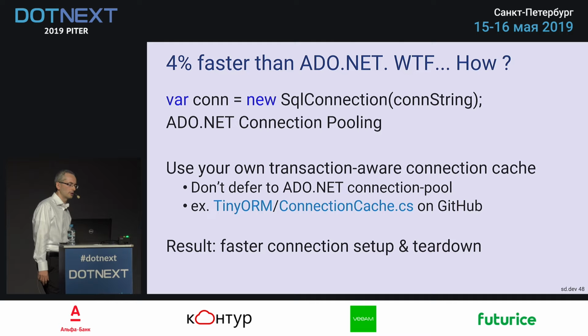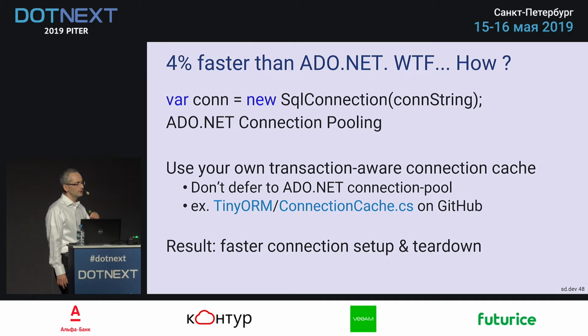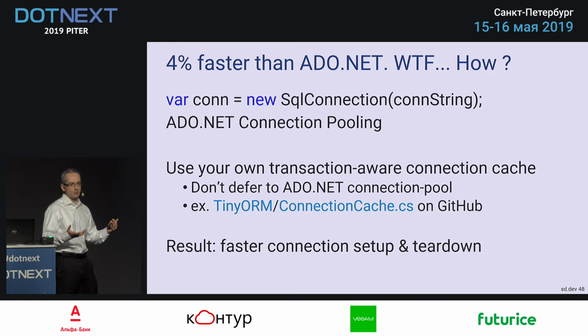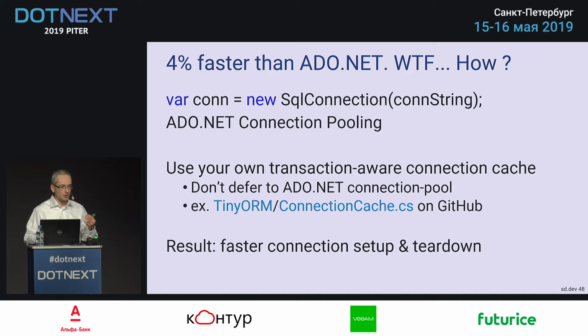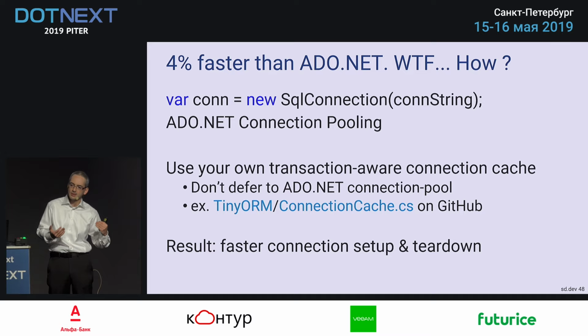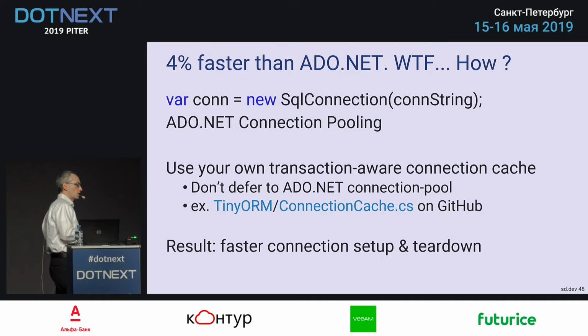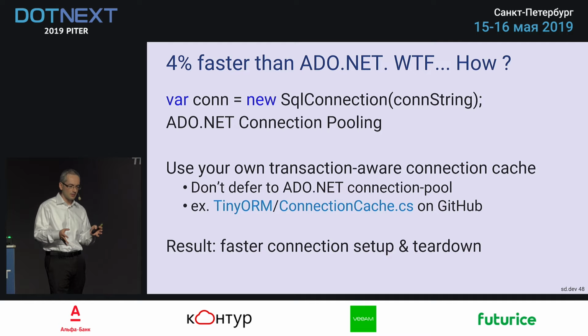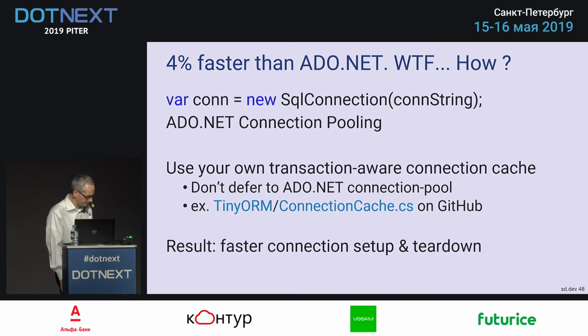So the trick that I'm using here is that instead of deferring to the ADO.NET pool all the time, I've written my own transaction-aware connection cache, where instead of going to ADO.NET, I'm just caching the connection myself for as long as it needs to be cached, and in most cases, it's the duration of the transaction. As long as the transaction is alive, it makes sense to keep the connection alive, and I'm just doing it in custom code rather than deferring that to the ADO.NET connection pool. An example of such a connection cache is actually found in the TinyORM source code that's available on GitHub. But the end result is that you get faster connection setup and teardown if you do it yourself rather than delegating to ADO.NET all the time.